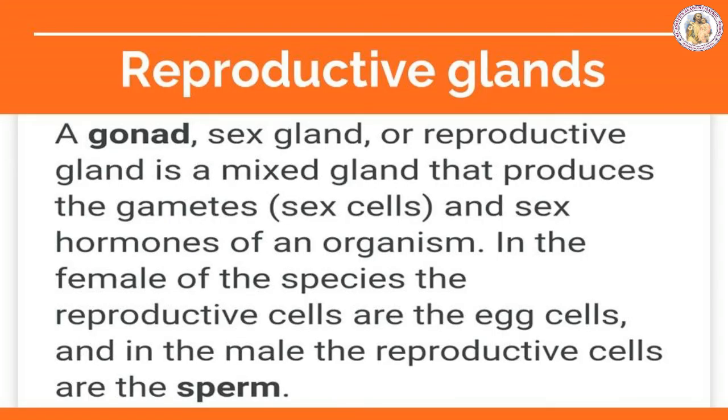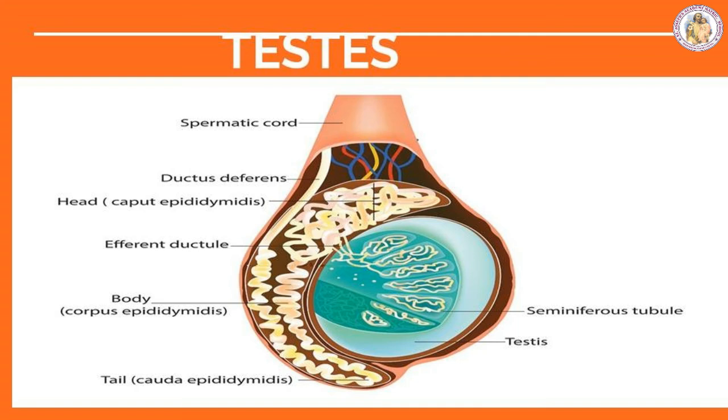So now we are going to see the reproductive glands. In reproductive glands, the sex glands are of two types, testis and ovary. Testes are present in males while ovaries are present in females. Testis is the reproductive gland of the male.